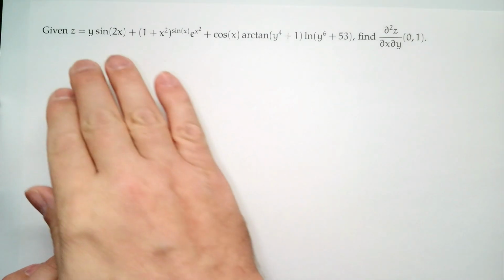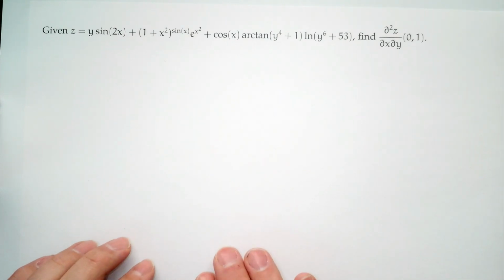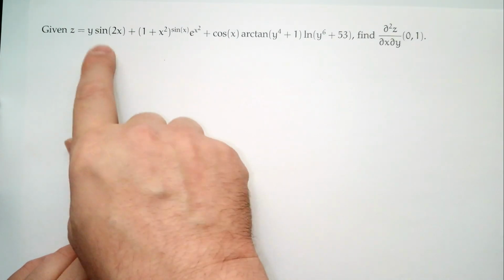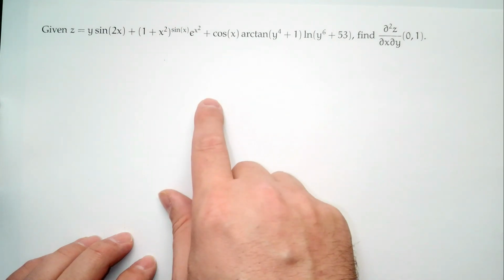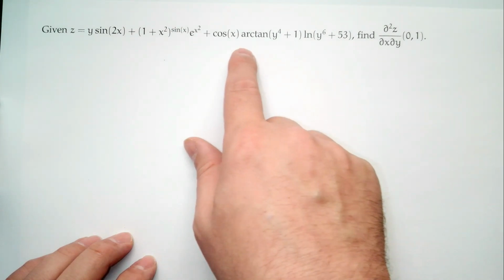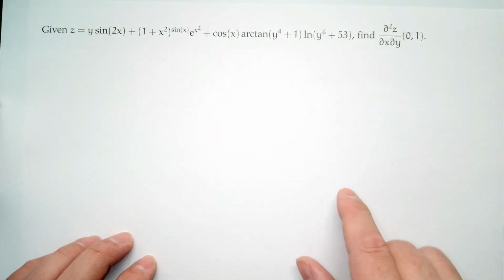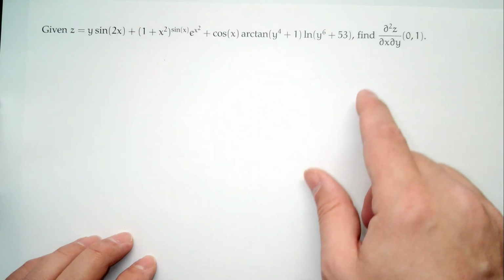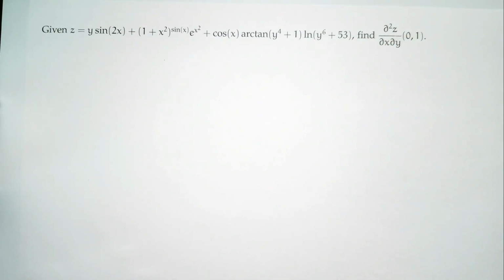Suppose we're given that z is this function. So we're thinking of z as a function of y and x: y sine of 2x, 1 plus x squared to the sine of x, e to the x squared, and then cosine of x times arctangent of y to the 4th plus 1, times log of y to the 6th plus 53. And we're asked to find the partial squared z, partial x, partial y at (0, 1).